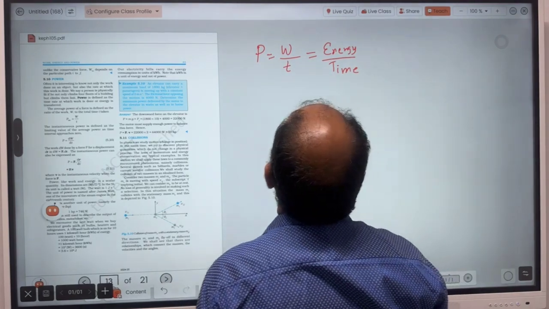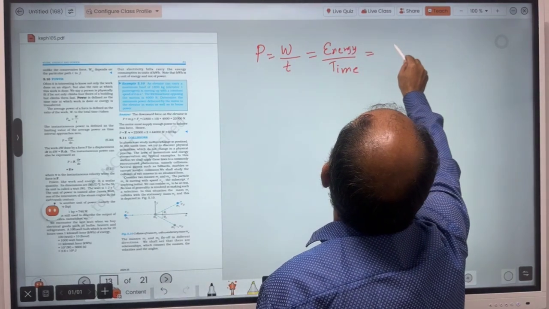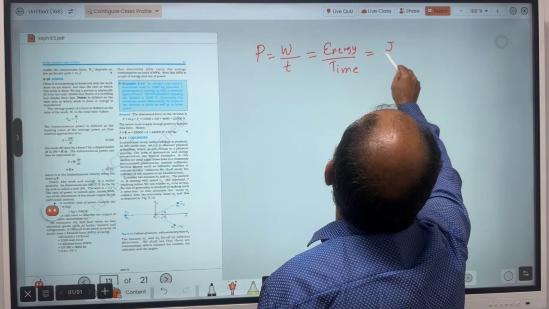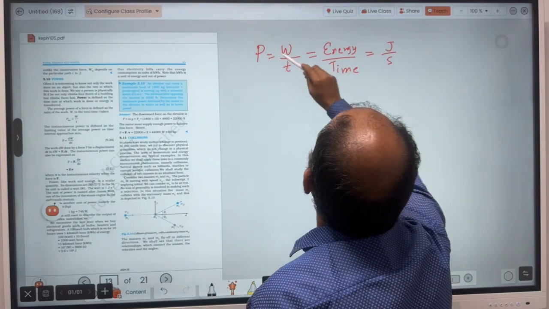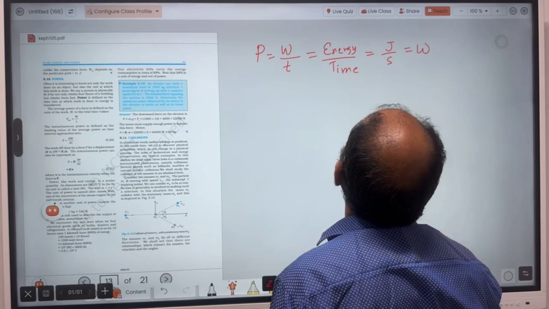Now we write the units. Energy is measured in joule and time is measured in second. So power has unit joule per second, which is also written as watt.